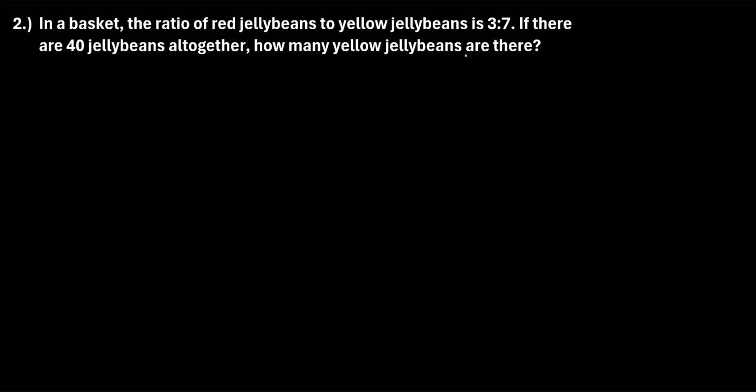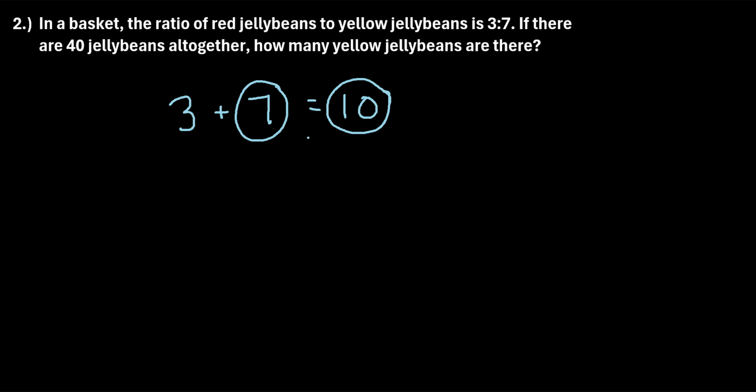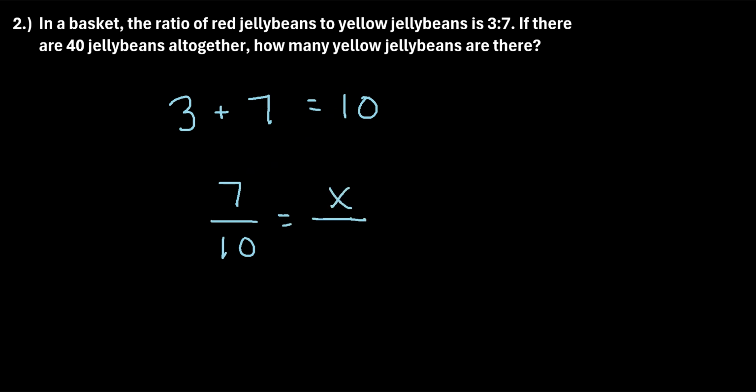So the way that we can solve this one is we can say for every 3 red jelly beans, we know that there must be 7 yellow jelly beans. So if there are 3 red jelly beans in a basket, and if we add 7 yellow jelly beans, then there would be 10 total jelly beans in that basket. So in a basket of 10, 7 of them must be yellow. So here's what we can write. 7 out of 10 must be equal to how many yellow out of 40. So we've just set up two proportions that are equal to each other. We're just trying to figure out what is x.